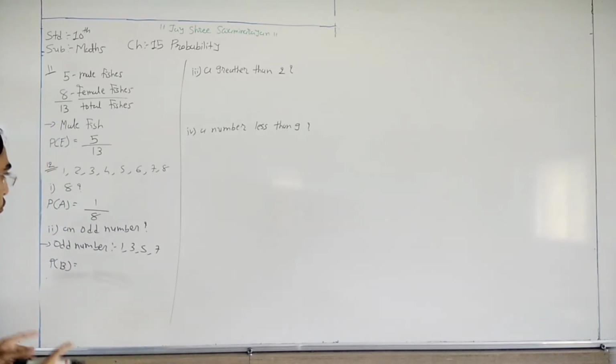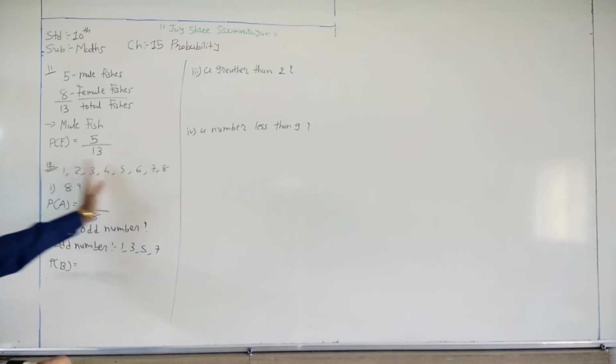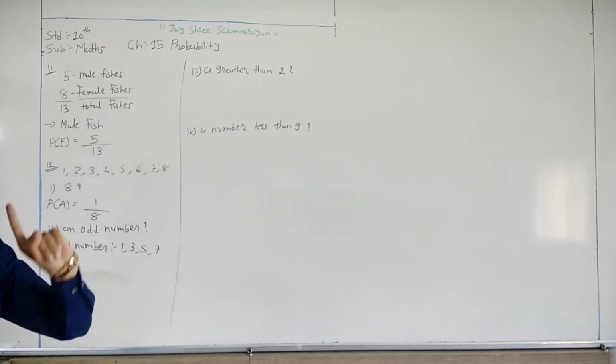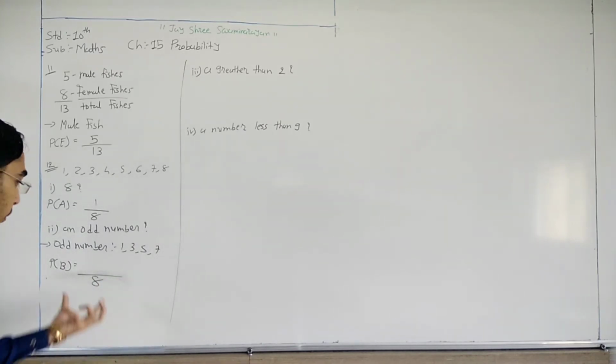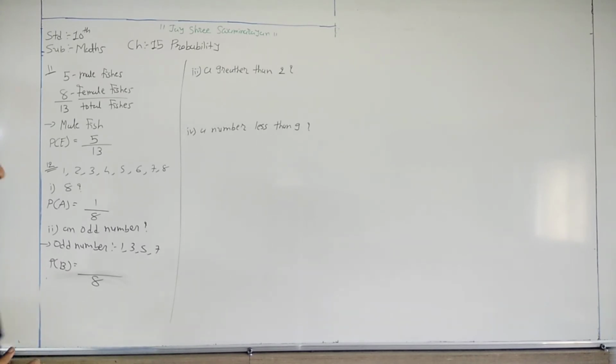Total number of outcomes, again it remains the same for all these 4 questions. Total number of outcomes means total numbers. Total 8 numbers are present here, so the total number of outcomes is 8. Now we need to find the favorable outcomes, right?